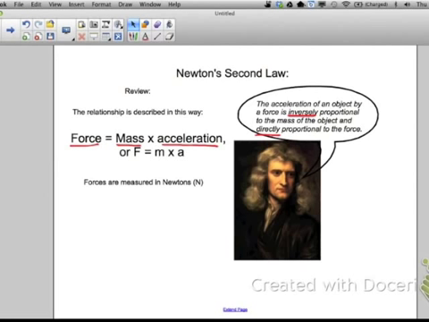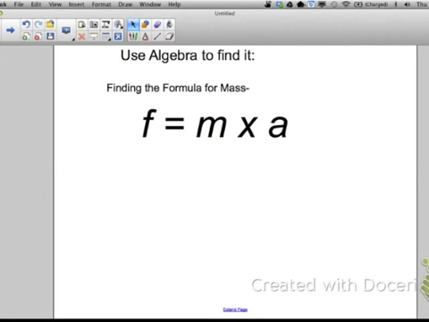But what we're going to be looking at today is, how do I figure out what mass is when given the force and the acceleration? Or how do I figure out the acceleration of an object traveling when there is a force applied and I know the mass? And so we're going to look at that today, starting with trying to find the mass of an object. If I want to find this, I want to get the M by itself.